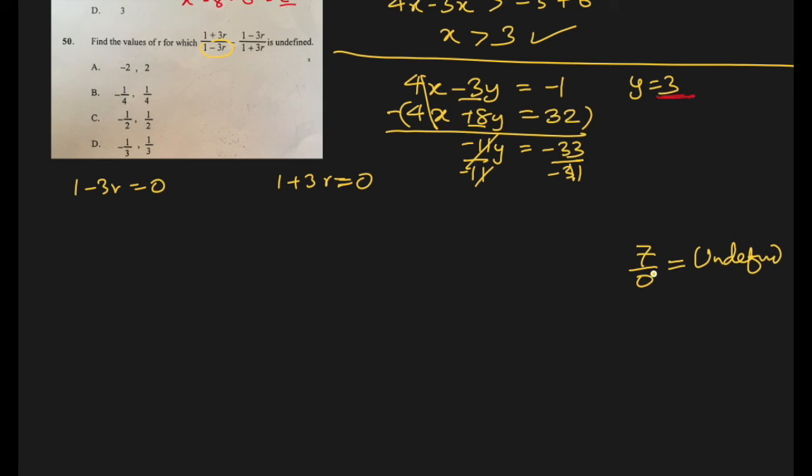So what is common here? The denominator is 0. So that's why I made the denominators equal to 0. What the numerator is, is not important. So it gives us 1 equal to 3r, divided by 3 on both sides. R is equal to 1/3. So for r equal to 1/3, it is undefined, and the other will give us r equal to minus 1/3. So 1/3 and minus 1/3.